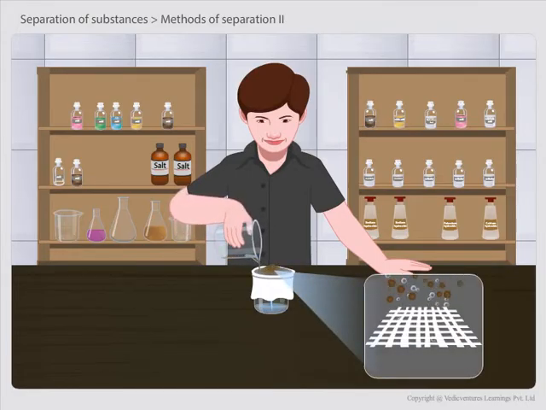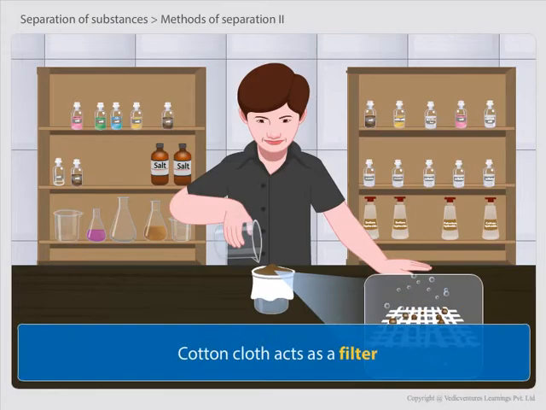What do you observe? You will observe that soil particles remained in the cloth while the water passes through the cloth and gets collected in the second beaker. Do you know why? This is because cotton cloth acts as a filter.